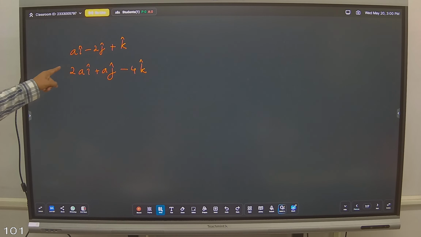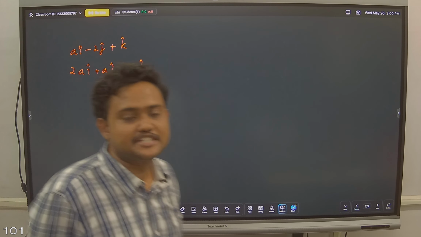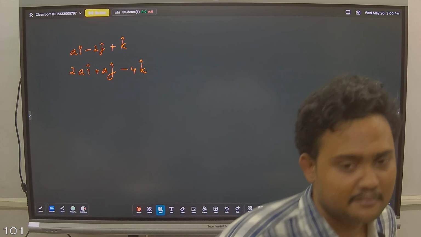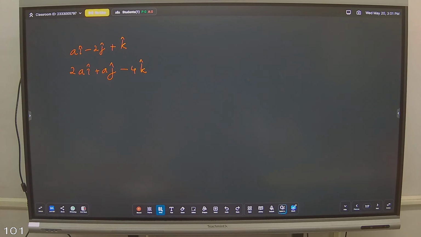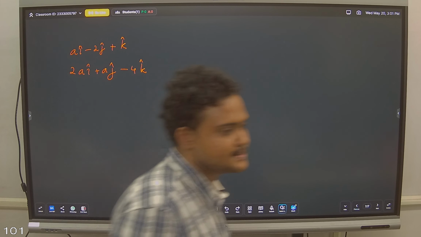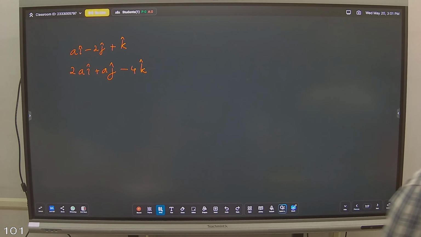Find all values of A for which these two vectors are perpendicular. A i cap minus 2 j cap plus k cap, and 2a i cap plus a j cap minus 4 k cap.